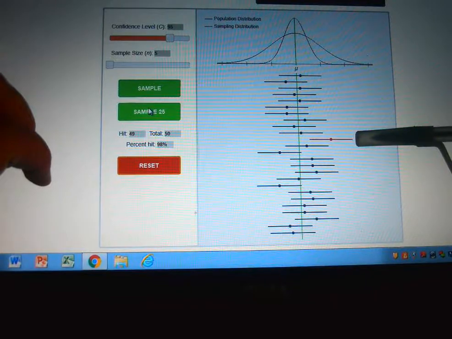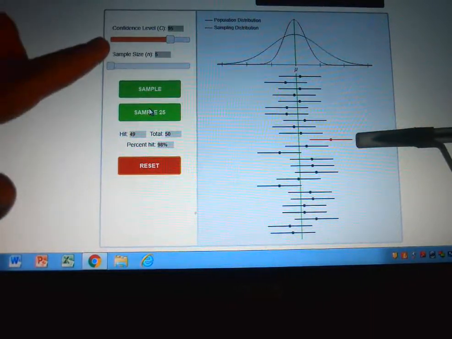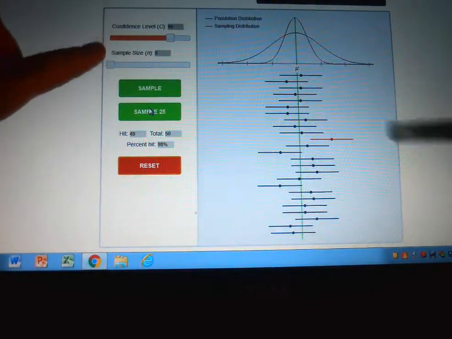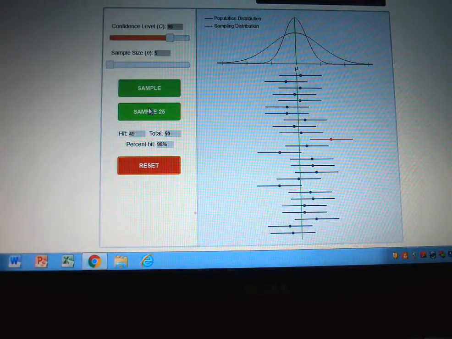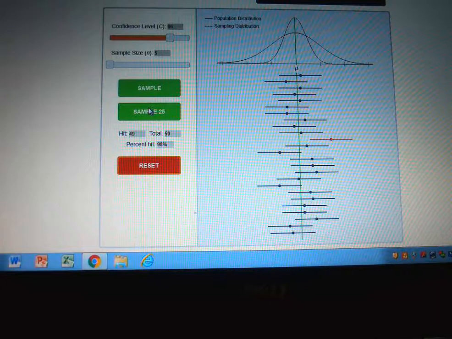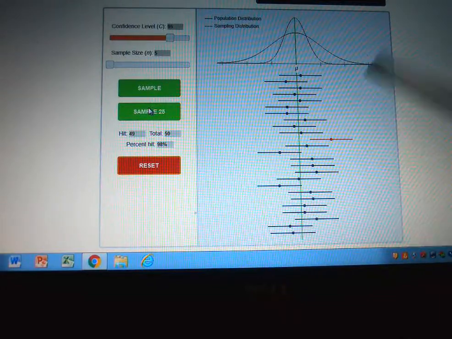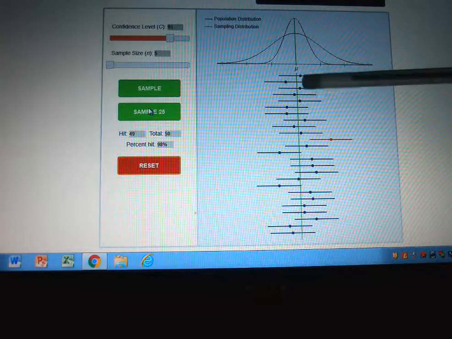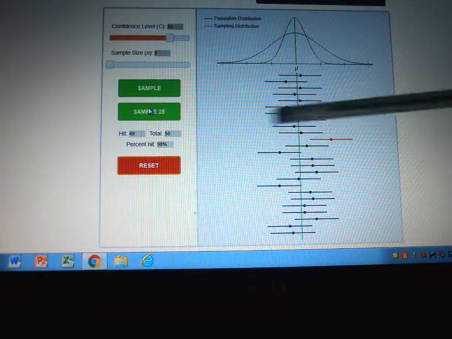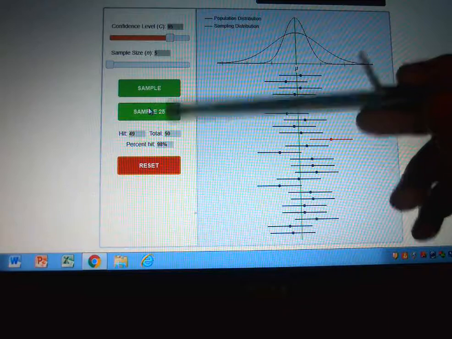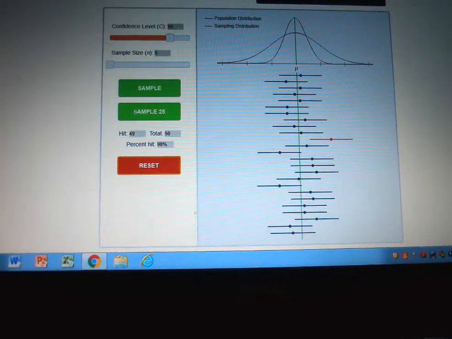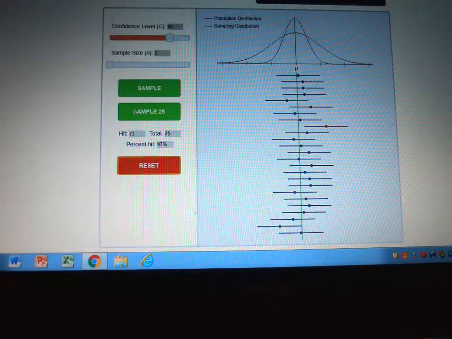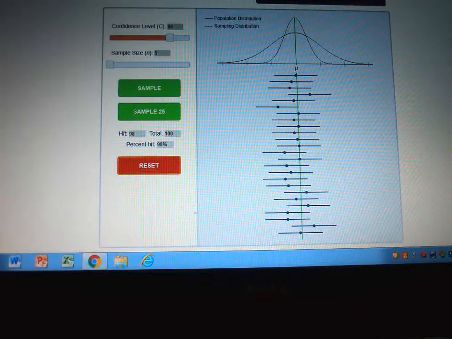Remember, the theory is, with a 95% confidence level, if you performed 100 of these confidence intervals, so you did this process 100 times, you would expect 95 of them to be intervals that contain the mean. So right now we're at a 98% hit rate, which is a little bit higher than 95. And if I just kept on doing this, sampling 25 at a time.